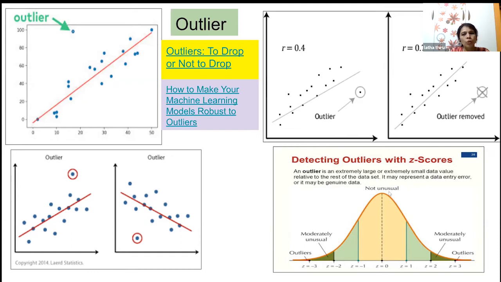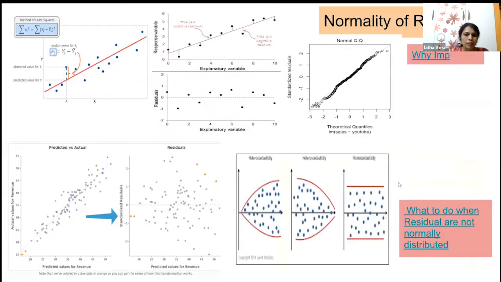So how can the outliers be detected? Outliers can be detected with the help of z-scores. So those things we will see.